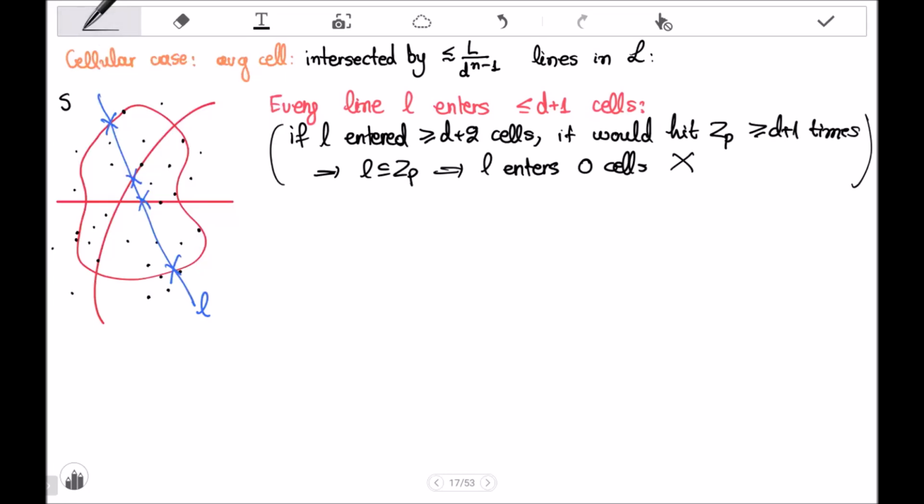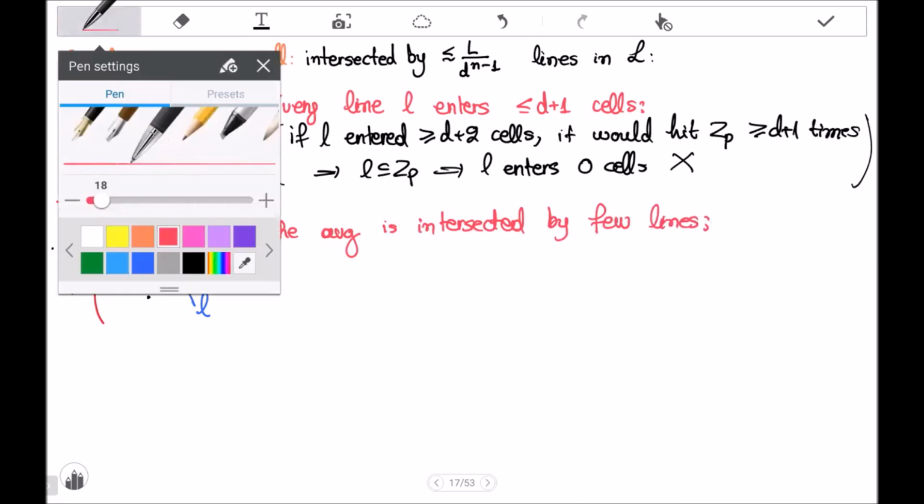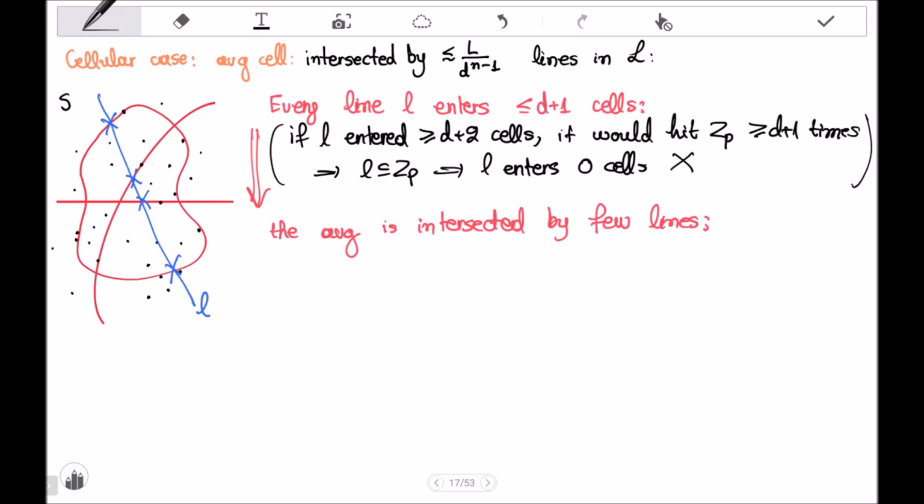And from this, you get that the lines in your family don't enter too many cells in total, and therefore the average cell must be intersected by few lines. So the average cell, and we'll write out what we mean, is intersected by few lines. And this is just a double counting argument. You want to look at the average behavior of a cell. So you add, over all cells, the number of lines that enter the cell.